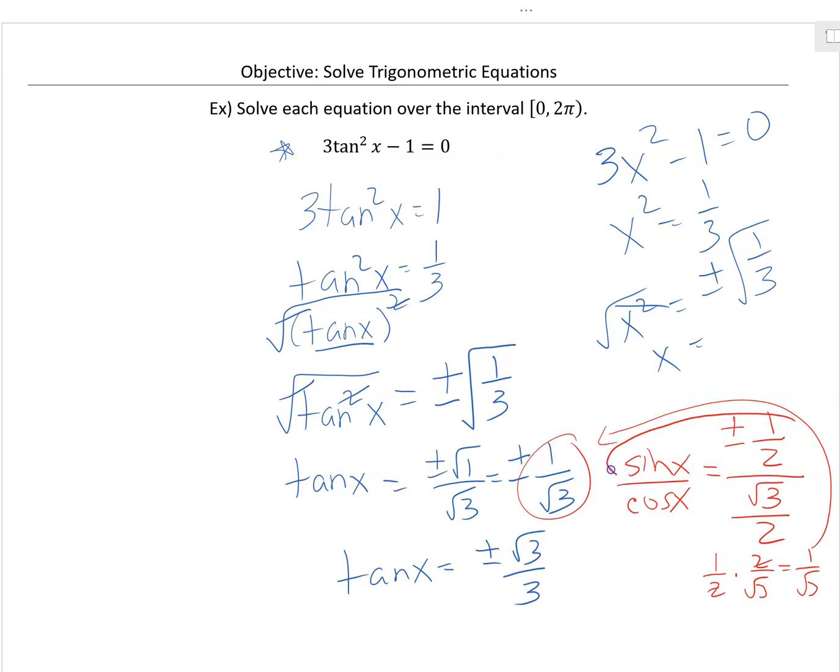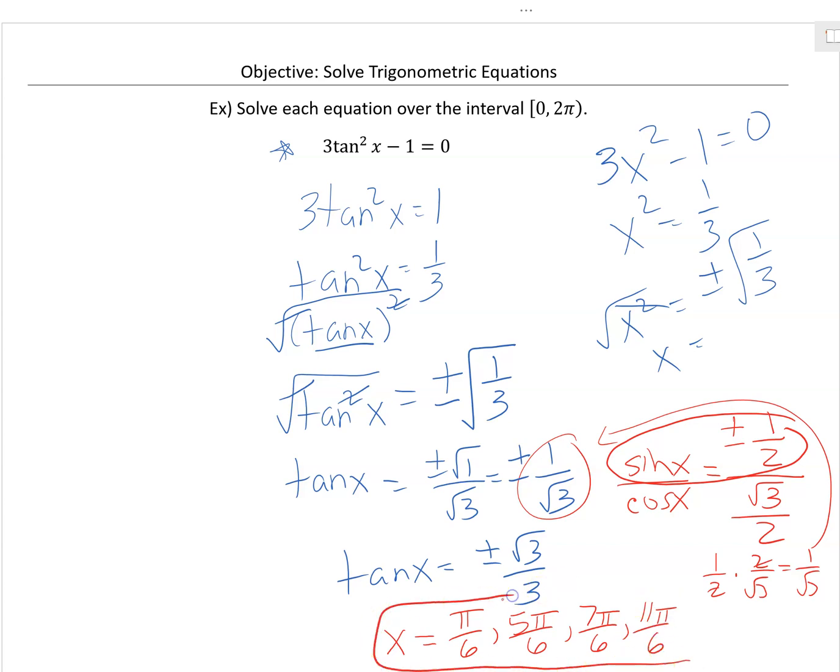So that's telling me my angles are where my sine is both positive and negative 1/2. Now sine is positive in 2 quadrants, first and second, and it's negative in 2 quadrants, third and fourth, which means that we're dealing with 4 angles that will give us the positive and the negative. And so in the first quadrant, we're looking at pi 6. Second would be 5 pi 6. Third quadrant, 7 pi 6, and the fourth quadrant, 11 pi 6. So we get 4 angles as our solutions.